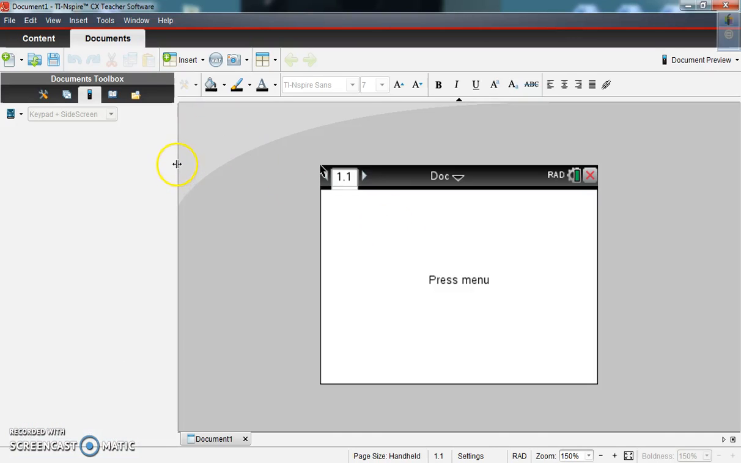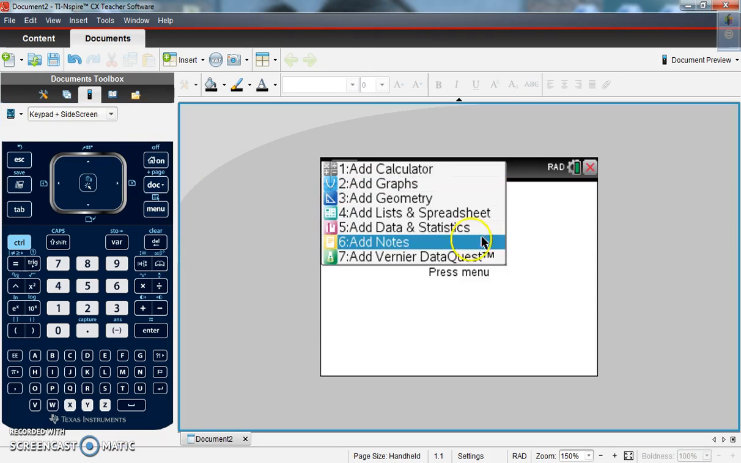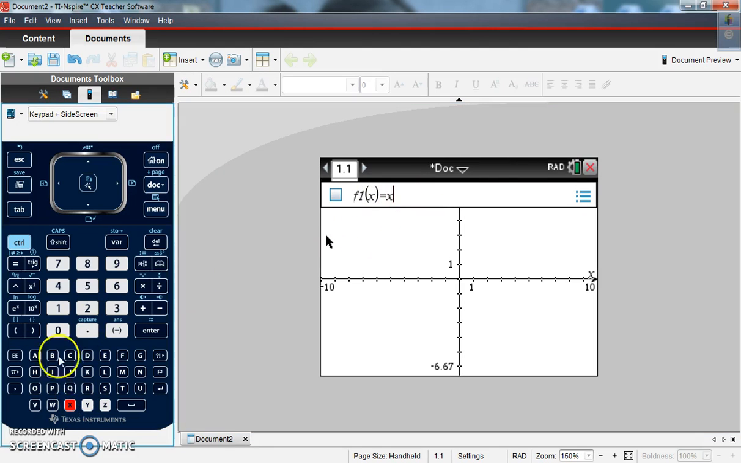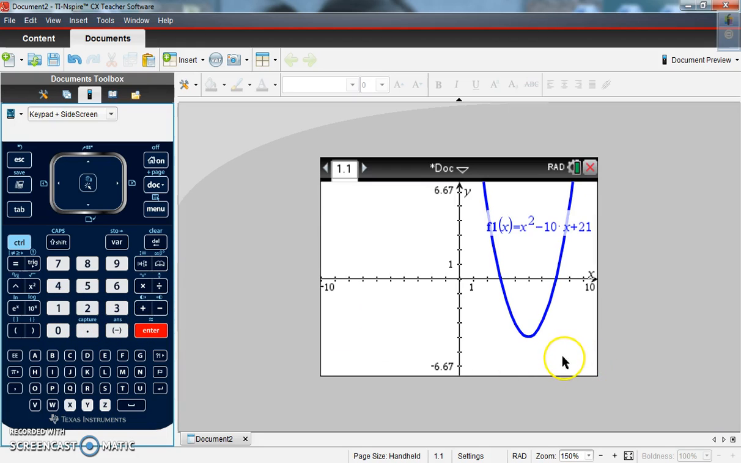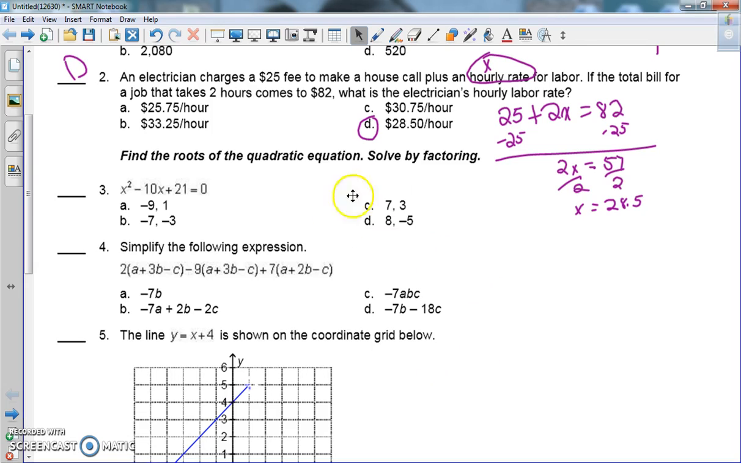So once you get your calculator, we're going to go from the home screen, hit new document, don't save anything. We're going to go to add graphs, and we're just going to type in x squared minus 10x plus 21. And when you hit enter, just remember the solutions of a quadratic are where you cross your x-axis. So right here at 3, and again at 7. So we should have an option of 3 and 7, which is option C.